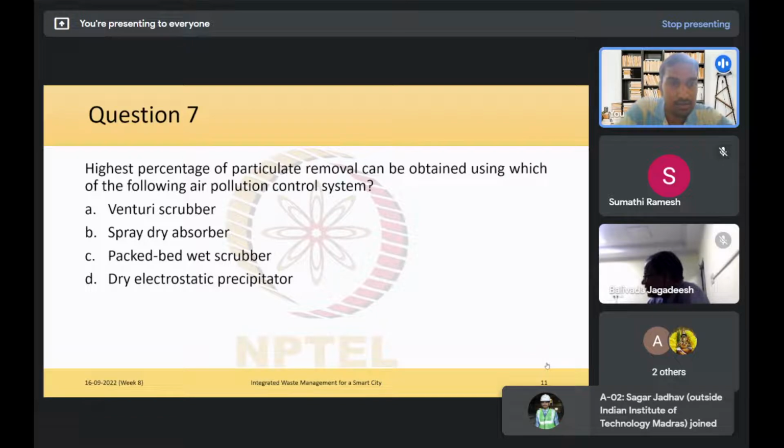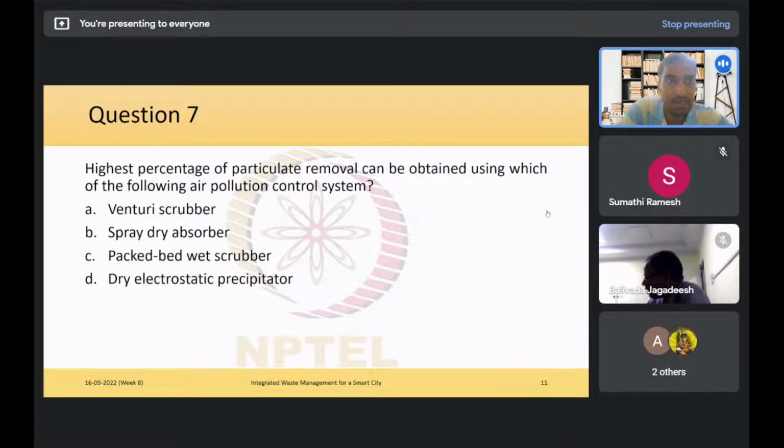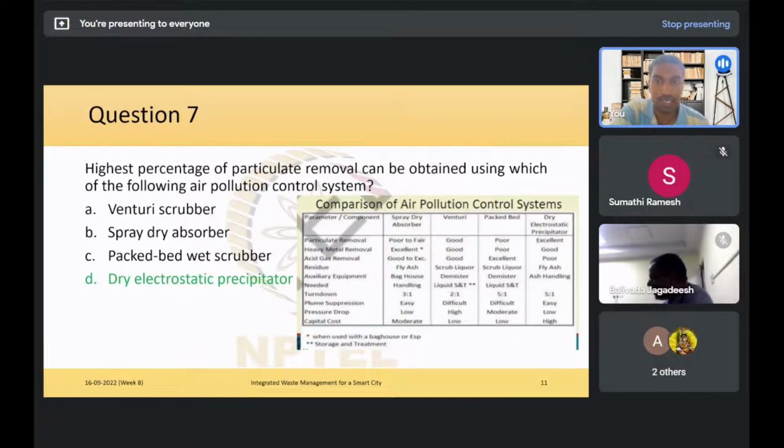A mix of answers, A, C, and D. Okay, so we'll look at the answer now. It is actually option D, the dry electrostatic precipitator. That provides the best particulate removal, right?